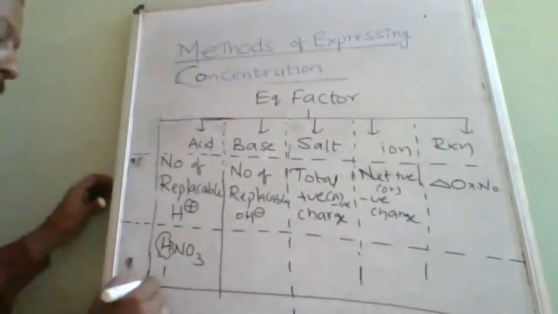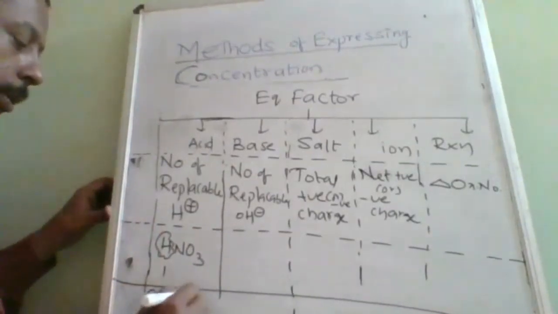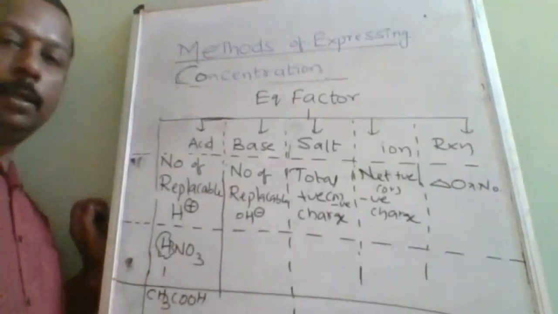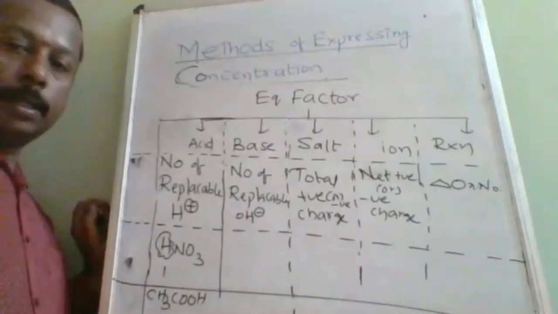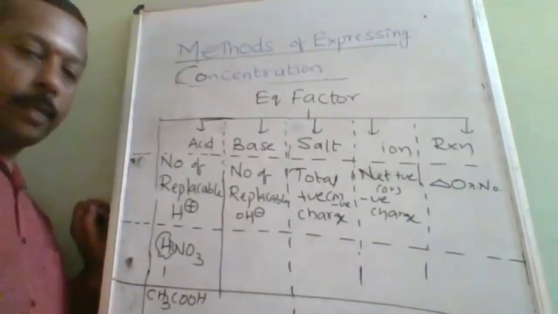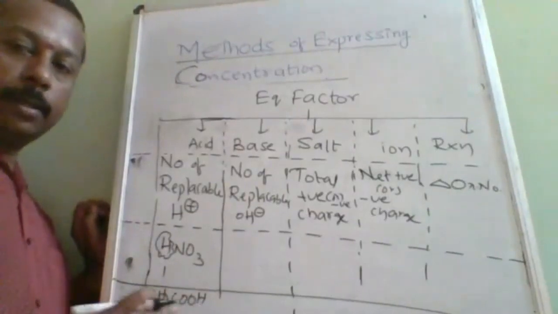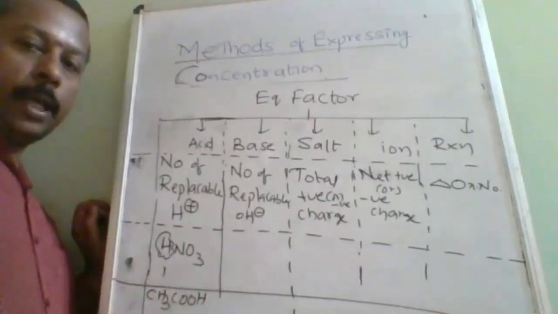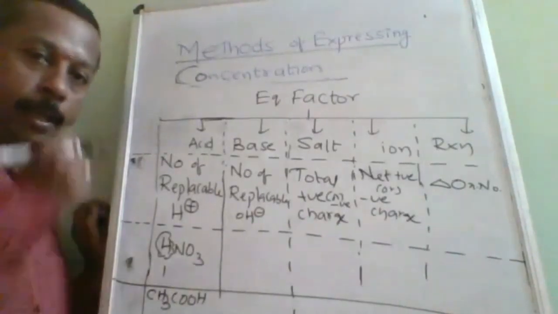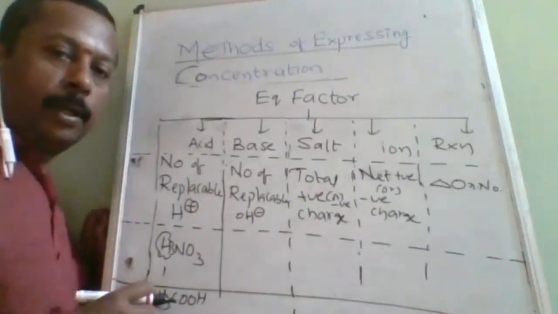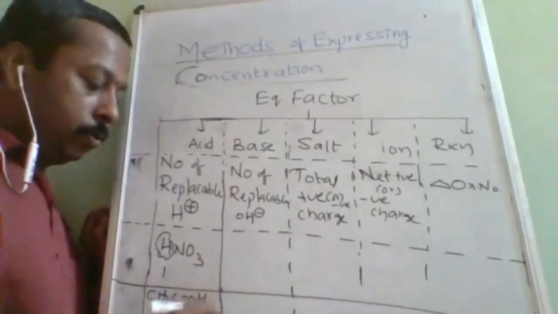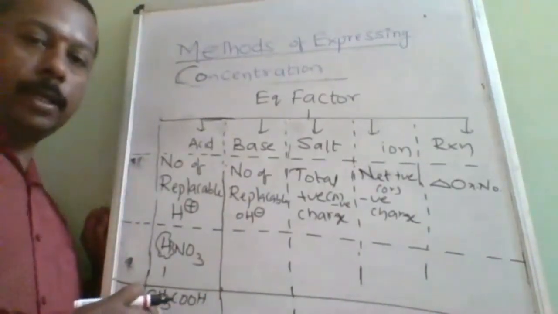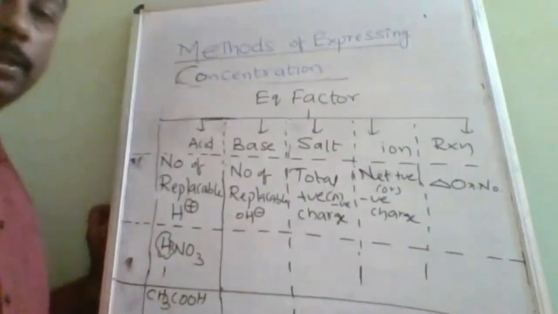Here the example is CH3COOH. If you think that only hydrogens we need to count, how many hydrogens are there? 4 hydrogens are there. But replaceables are how many? Only one. This one is replaceable, but not these three, which are covalently bonded. This one is ionically bonded. For a hydrogen to become replaceable, it should be able to ionize as H plus. This cannot be ionized. Same problem with the phosphorus acids also.